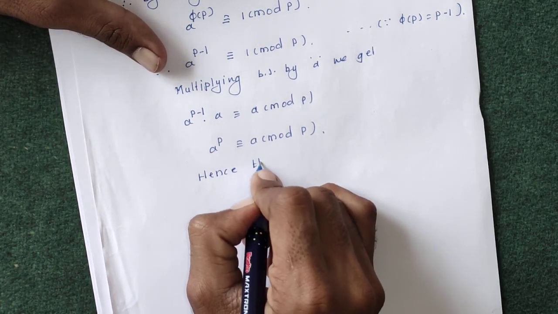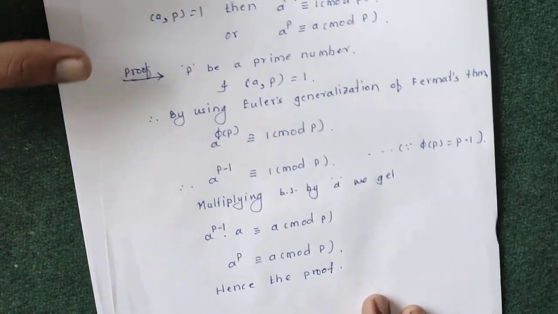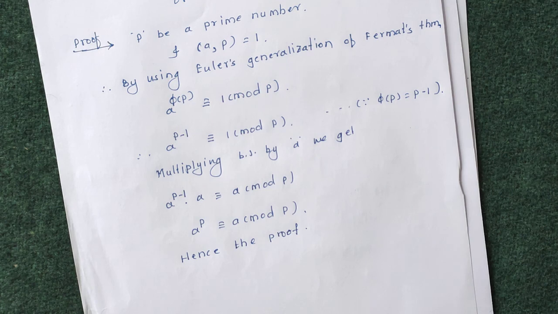Hence the proof. So the statement of Fermat's theorem is, if P is prime and GCD of A and P is equal to 1, then A raised to P minus 1 is congruent to 1 mod P, or A raised to P is congruent to A mod P. To prove this result, we have given GCD of A and P is equal to 1. So we can use Euler's generalization of Fermat's theorem, which says A raised to phi of m is congruent to 1 mod m.